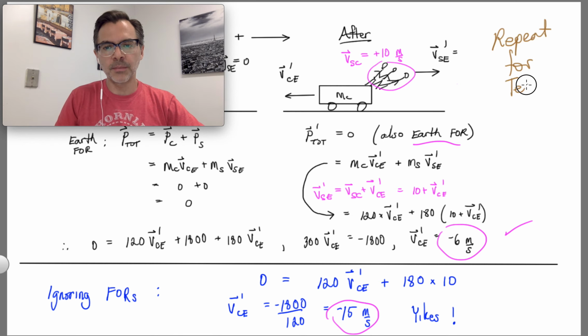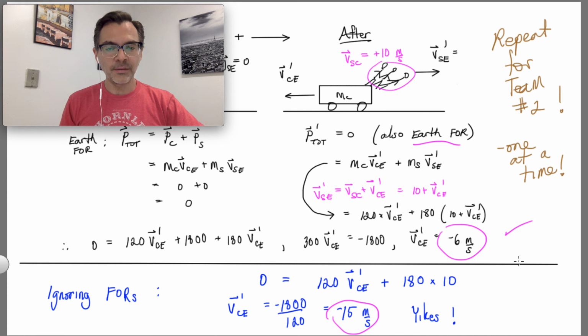for team number 2. Now remember, team number 2 goes one at a time. And that means, yes, unfortunately, you have to do this calculation once for the first runner, another time for the second runner, and a third time for the last runner. And you want to see, is the final velocity of the cart the same, minus 6 meters per second, or is it faster or slower?